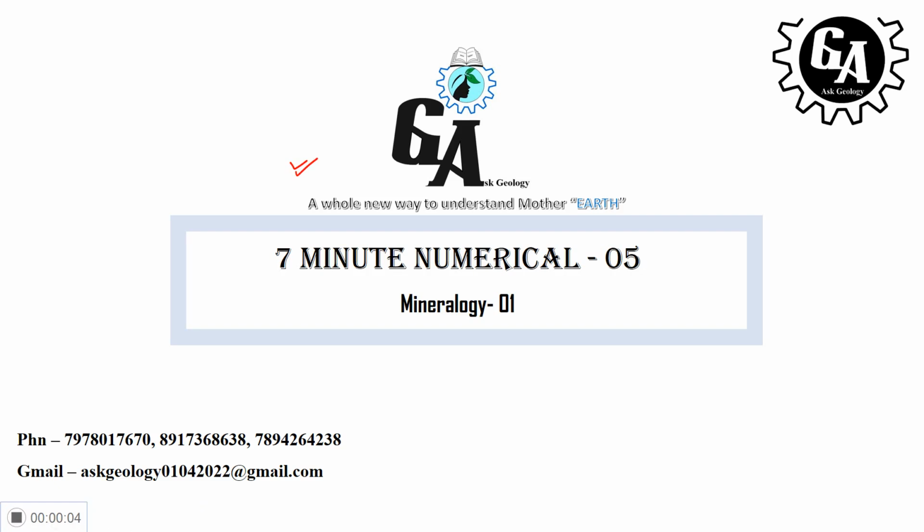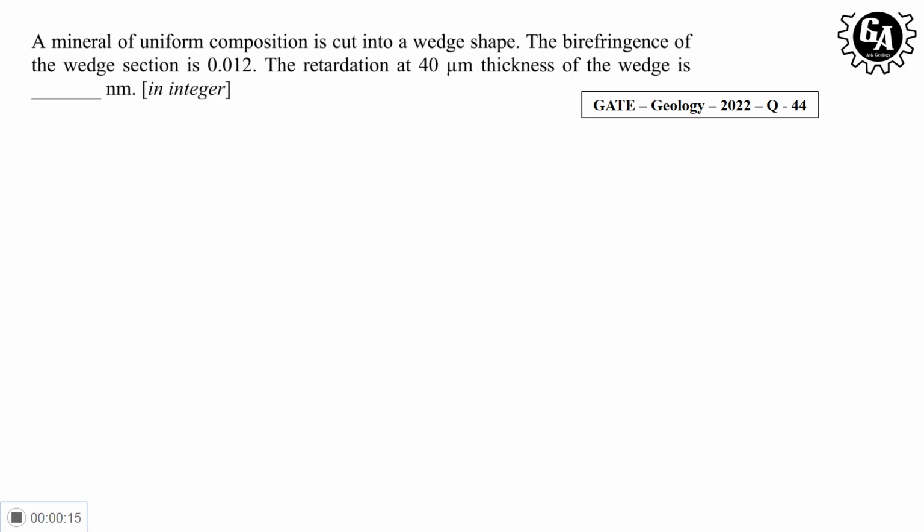This is a whole new way to understand our Mother Earth, and in this 7-minute numerical class we will be discussing one numerical on mineralogy. So the question asked is: a mineral of uniform composition is cut into a wedge shape. The birefringence of the wedge section is 0.012. So we can write down the birefringence value.